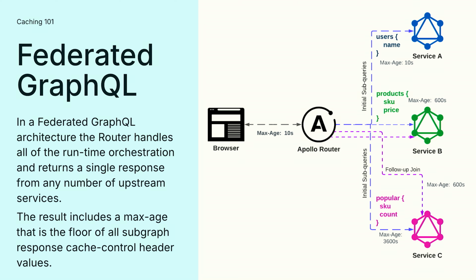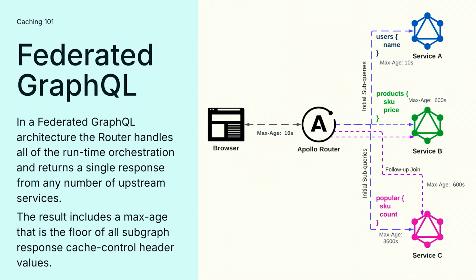Now, the way that cache control headers interact with the Apollo router is that each one of these different services, in response to an upstream GraphQL request, can return a different cache control header. And it can set the max age to be a different value. So for instance, service A might have a max age of 10 seconds, service B, 600, service C, 3600.